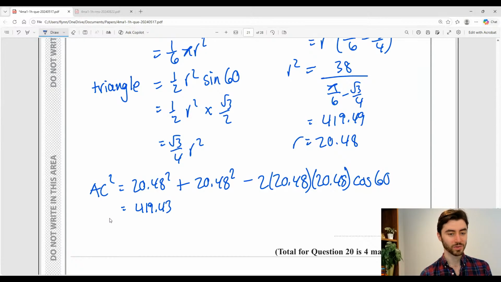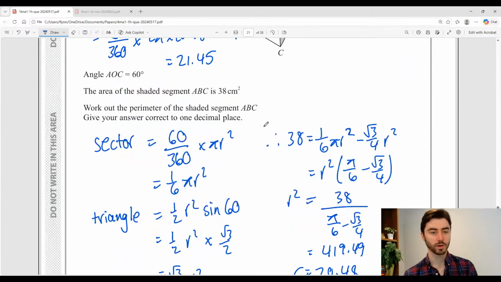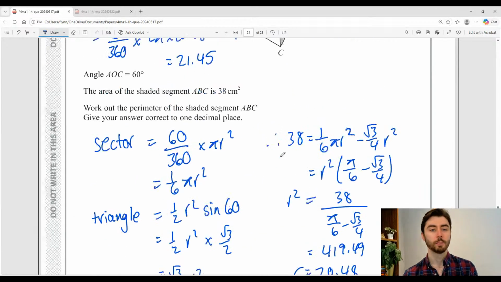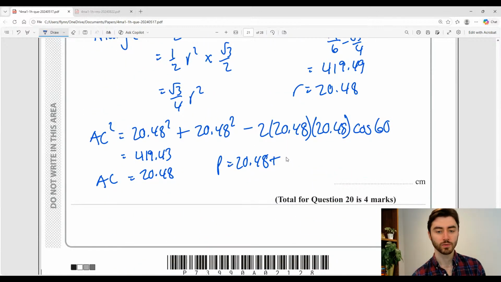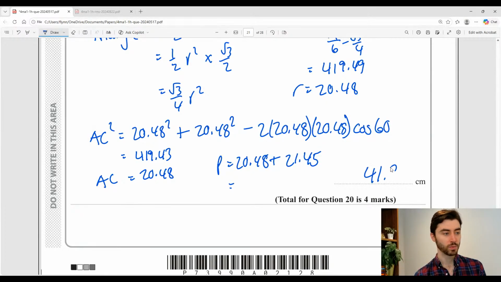Yeah, it's an equilateral triangle, isn't it? I really should have spotted that. So these are the same length. So in other words, the perimeter of the shaded segment is 24.8 from before, plus the 21.45 for the curved length. And that's 41.93, which gives me 41.9.